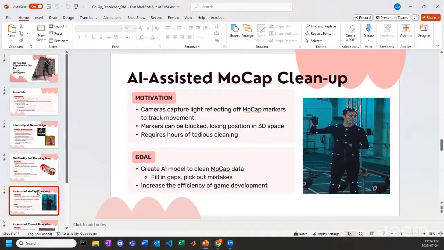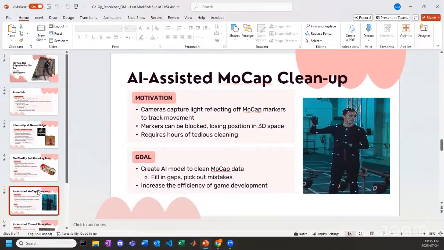Another project idea that they're looking into is AI-assisted mocap cleanup. So in traditional mocap, you have cameras which are capturing the light reflecting off of mocap markers in order to track the movement. Oftentimes these markers can be blocked, which means that you're losing position in 3D space. And the cleanup process is hours long by specially trained cleaners and professionals. And this can really slow down that pipeline.